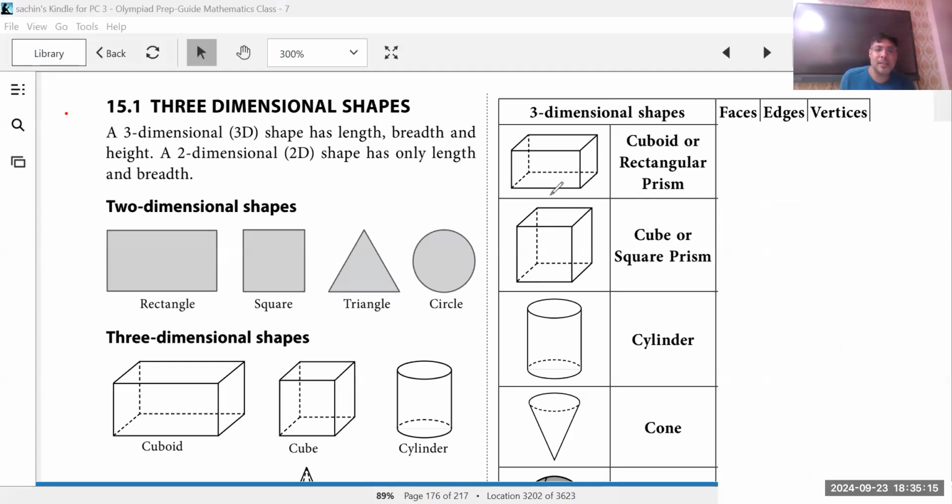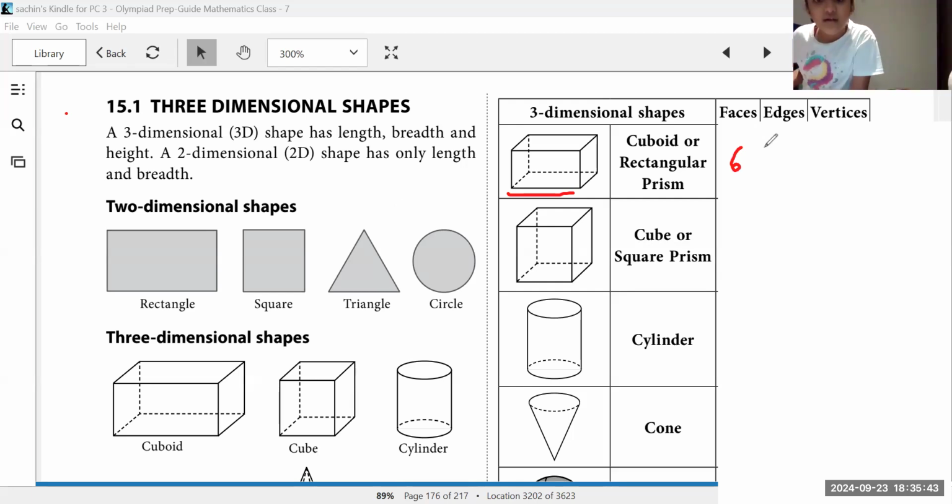Next, how many faces does this shape have? Tell me. So how many faces? So 6. It has 6 faces. Let me ask Smiley, how many edges are there?